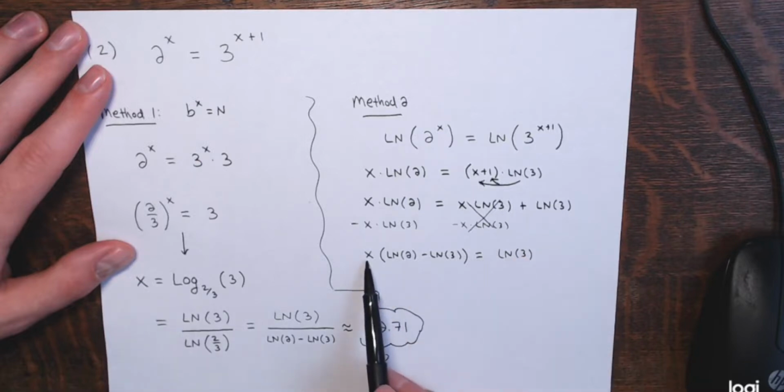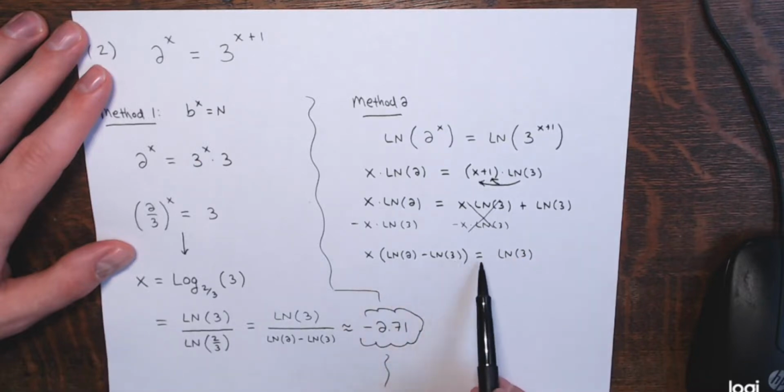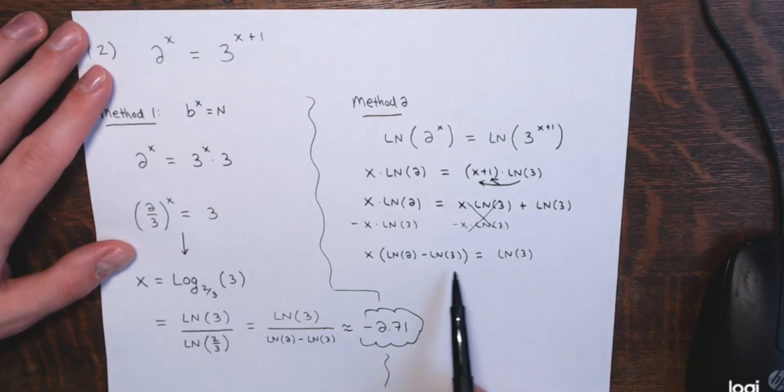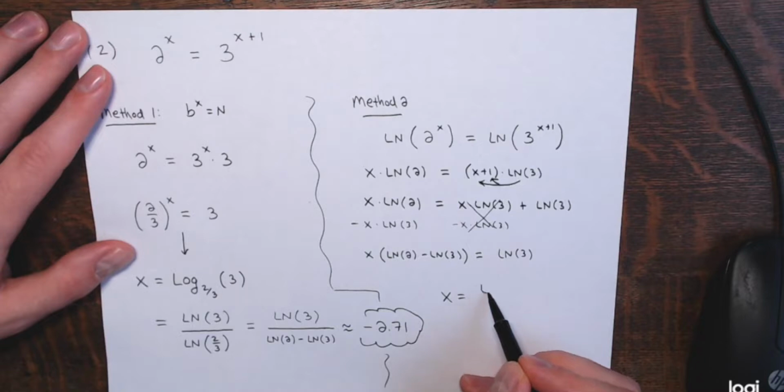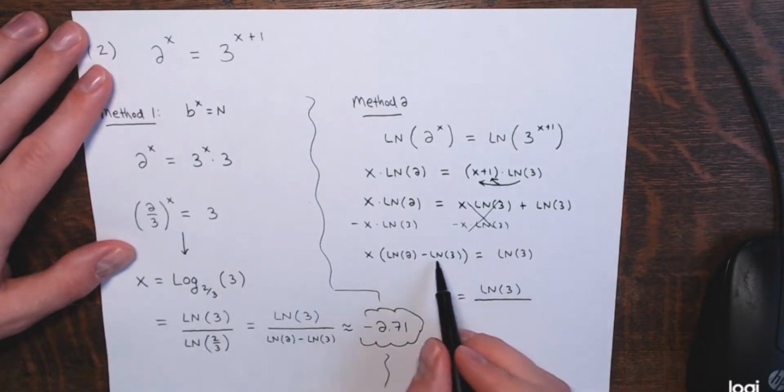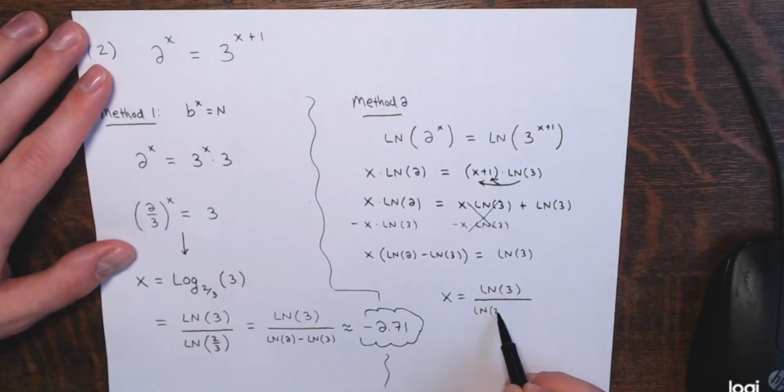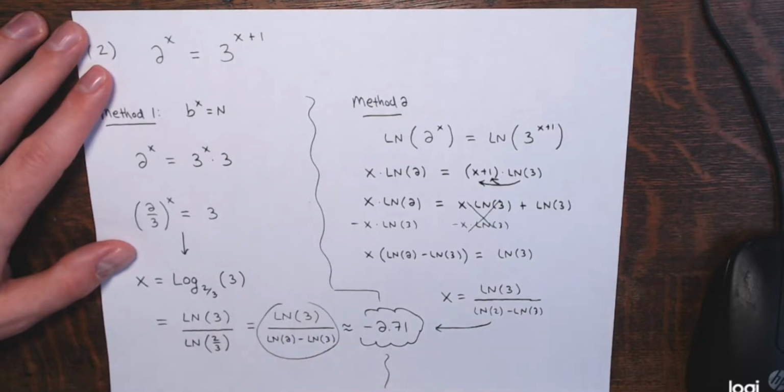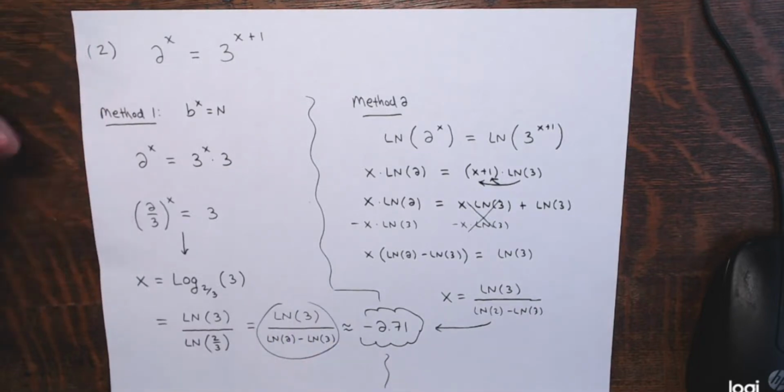And this is x times some number equals some number. I divide by that number, get x alone. And we get x equals the natural log of 3 in the numerator divided by this difference here, the natural log of 2 minus the natural log of 3. And oh, look at that. That's exactly the same as what I got in that first method.